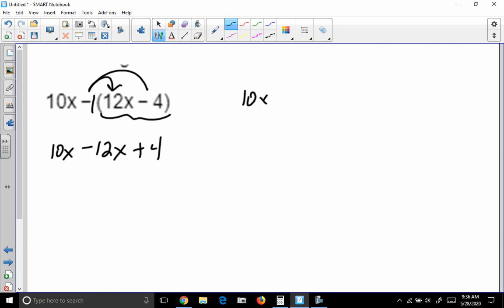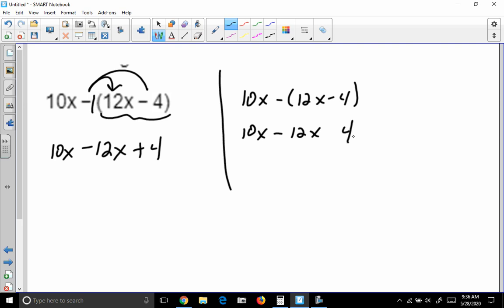Another way of looking at this is a negative tells us that we want the opposite. So this negative says do the opposite of that parenthesis. So we bring our 10x down and we want the opposite of 12x. Well, the opposite of 12x is minus 12x. And we also want the opposite of minus 4. Well, the opposite of minus 4 would be positive 4. So either way, we end up with the same signs, but essentially what a lot of people remember is if there's a negative in front of a parenthesis, it changes each sign on the inside, and we just bring those signs down. So now we need to combine like terms.